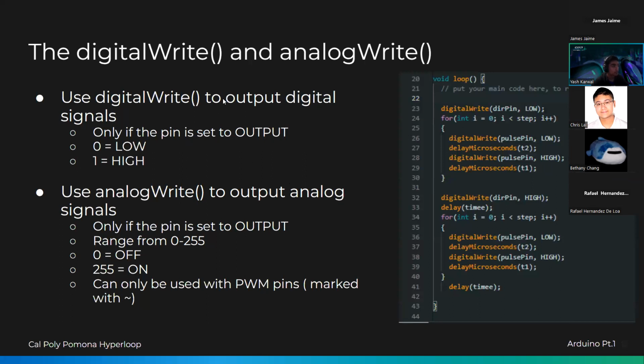So the actual syntax for both of these is basically just putting your pin and then putting how much. So putting HIGH and LOW for digitalWrite is basically zeros and ones. For analogWrite, just put a number from 0 to 255 on the side.